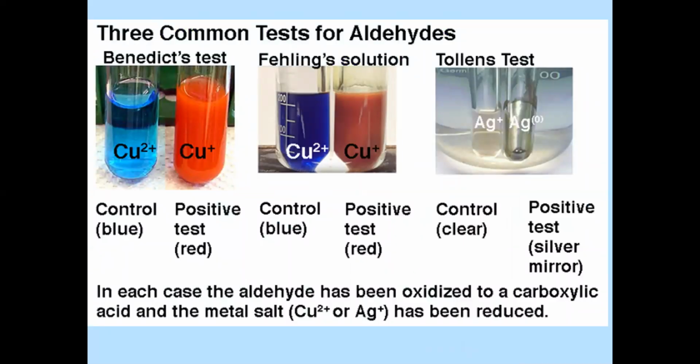You can see three common tests for aldehydes: Benedict's test, Fehling test, and Tollens test. Benedict's test, control solution is blue, positive test is red. Fehling solution, control solution is blue, positive test is red. Tollens test, control solution is clear. Positive test, silver mirror.